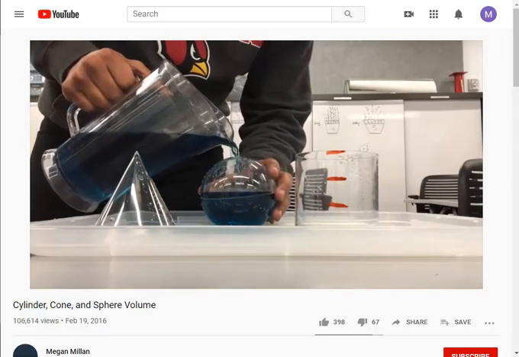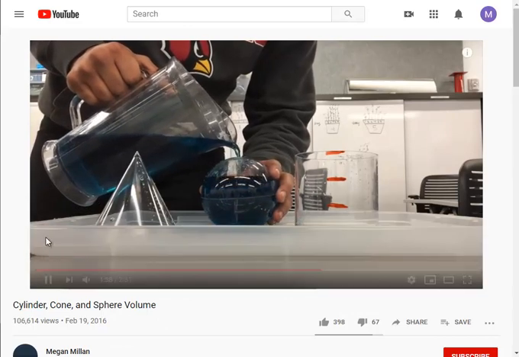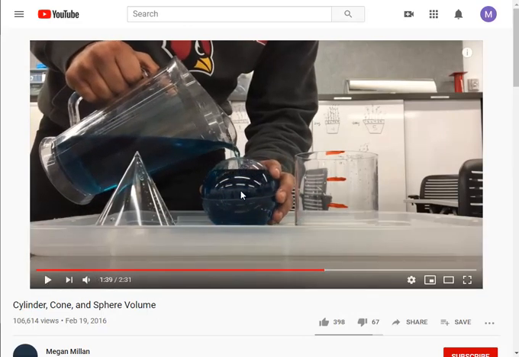Now, this sphere, to be honest, let me just pause this for a moment. We already know, like with his magician hands, that they're all the same height, right?